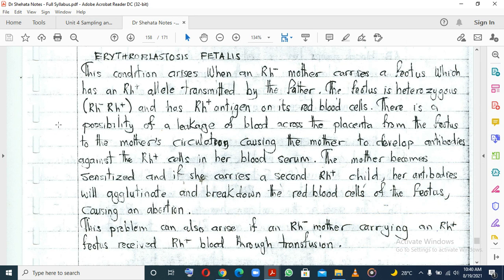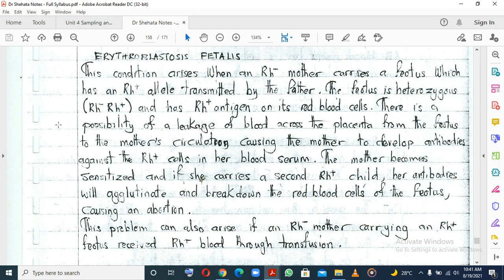Okay, so there's a possibility that blood can pass from the fetus to the mother's circulation, isn't it? Because the placenta has blood vessels there, there's a possibility that just a tiny amount of blood can leak, or sometimes it can happen even during birth. The blood of the fetus may mix with the blood of the mother.